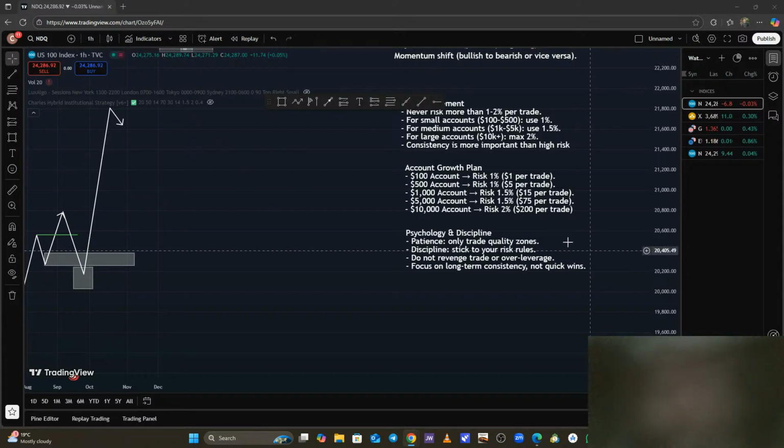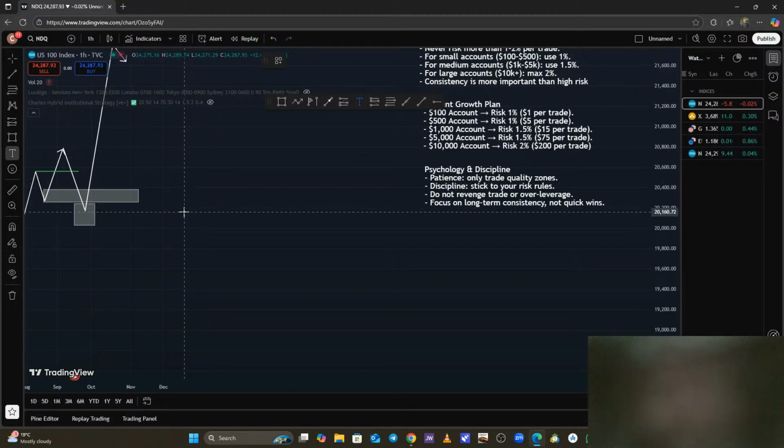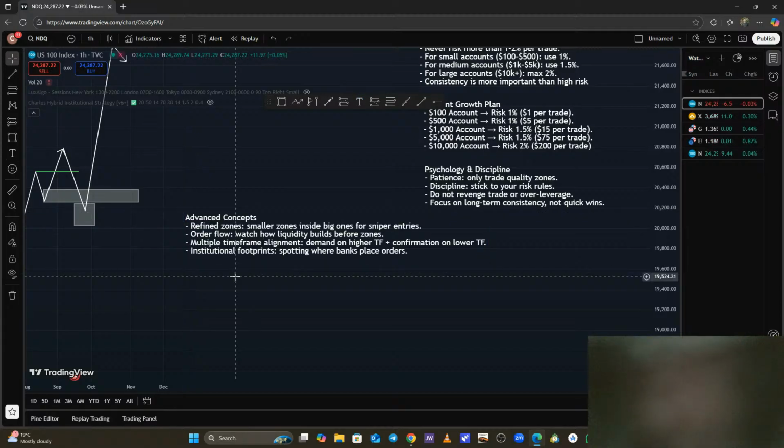So let's now look at something here. Now, I'll just call this advanced concepts, but they are not advanced at all. I don't even know why I call them advanced concepts. So we have these, what I call the advanced concept. Number one, refined zones. Smaller zones inside big ones for sniper entries.